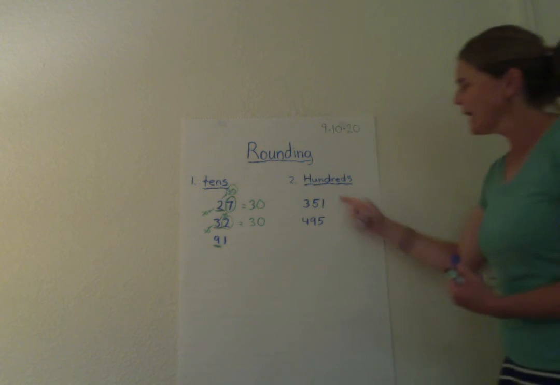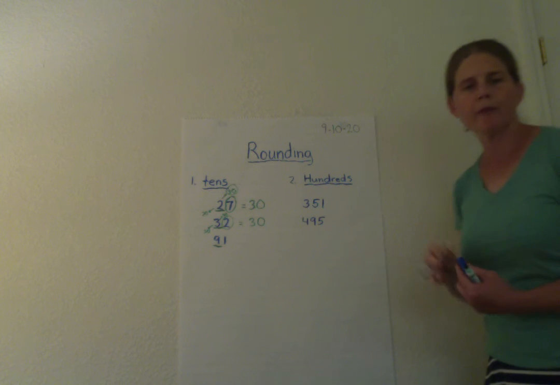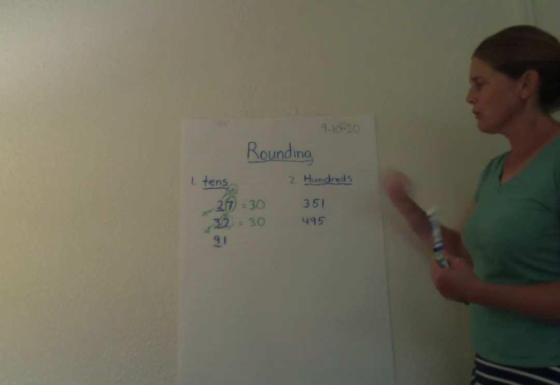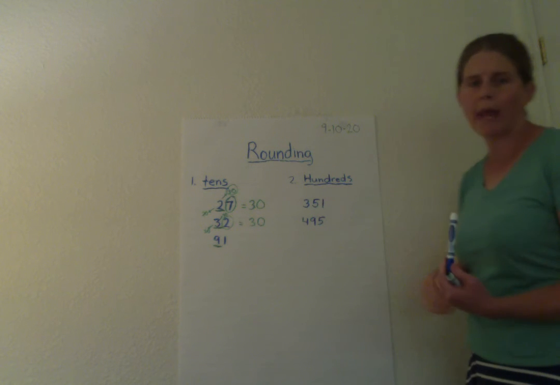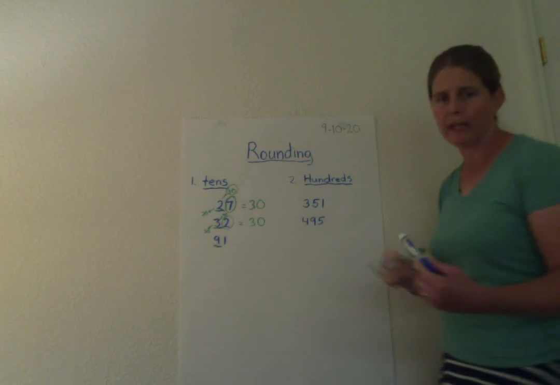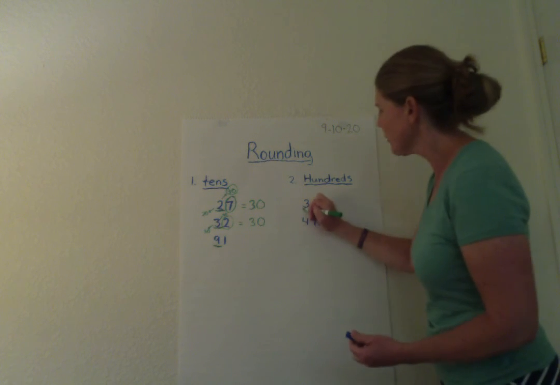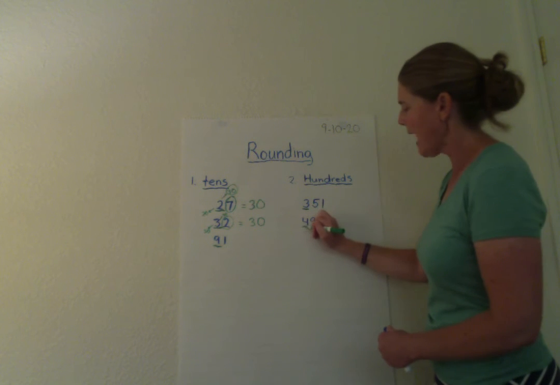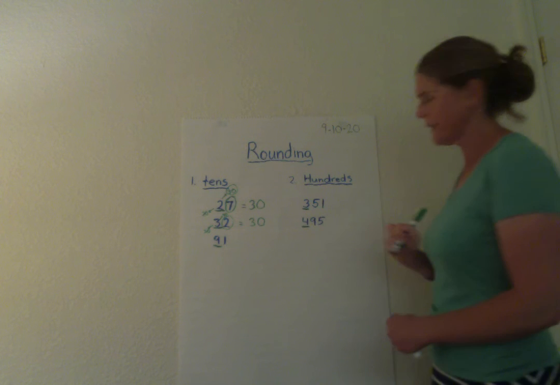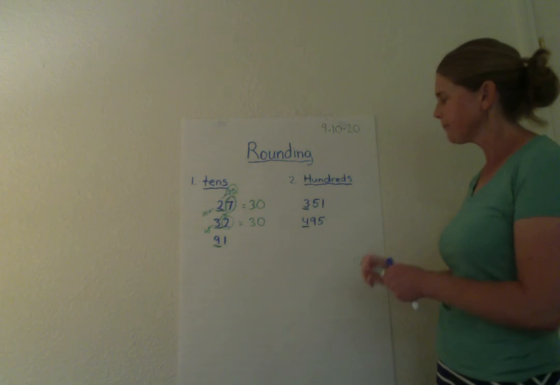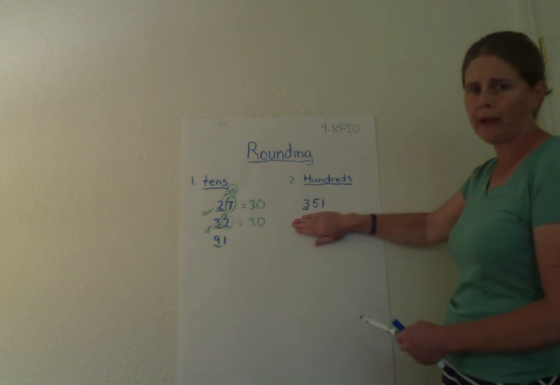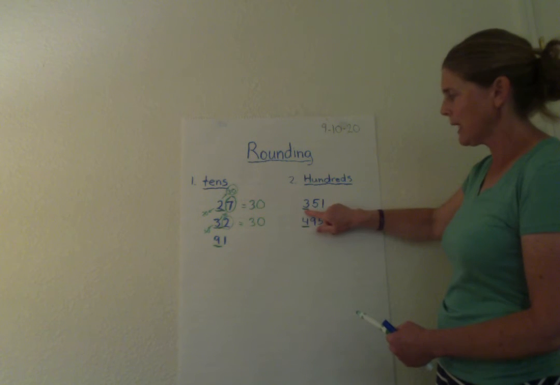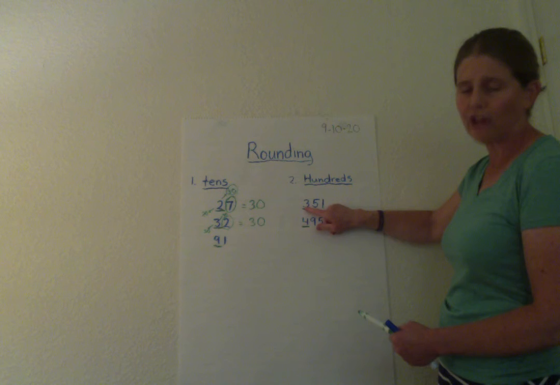All right, so now we have 2 numbers that are in the hundreds place. If I'm rounding to the hundreds, first I want to locate the hundreds place, the digit in the hundreds place. So I'm going to go ahead and underline it. The 3 is in the hundreds place, and the 4 is in the hundreds place, okay? Let's look at 351 first. I know that the 3 is the digit that will change.